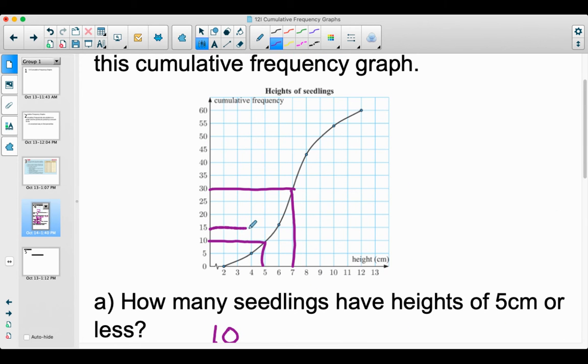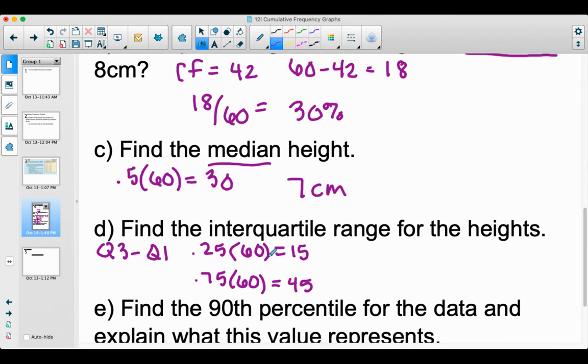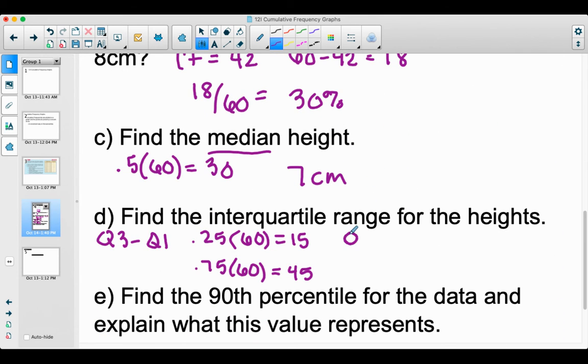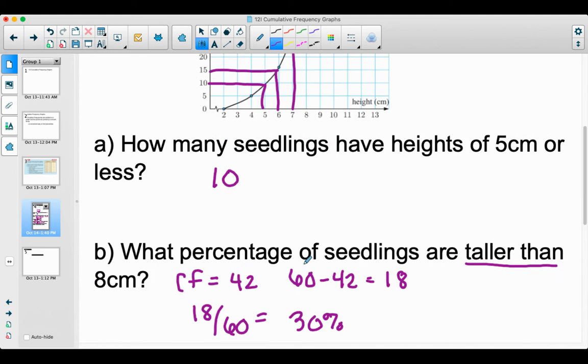And so let's go to our diagram, the 15th one. So if I go 15, looks like it's around 6. Maybe it's a little less than 6, but we're just going to go with 6 there. And so my Q1 is 6. And then let's find our Q3. So we got to find the 45th one.